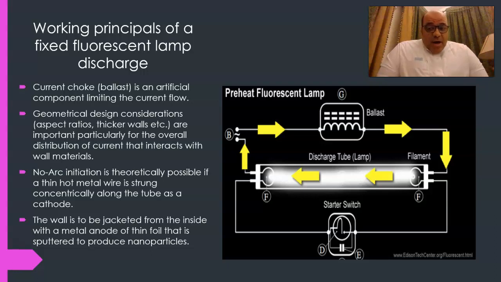This is a non-arc initiation process. Instead of relying on a spark or an arc to happen, this is a reliable way to string a solid wire concentrically along the tube. And if we need rotation for manipulation, control, and selectivity of the species, then we can introduce rotation, as we showed before.